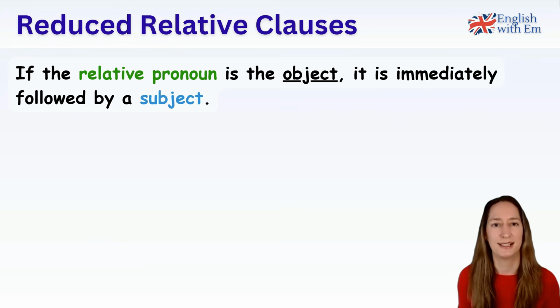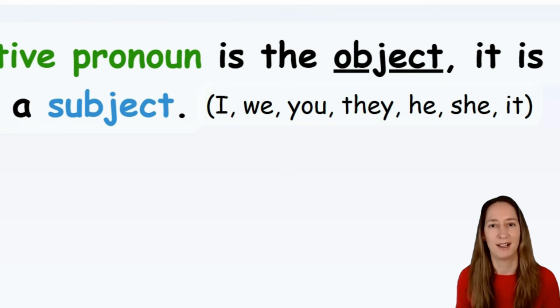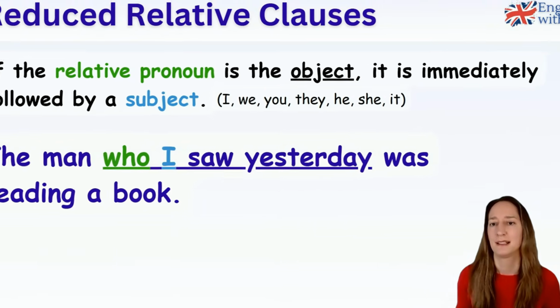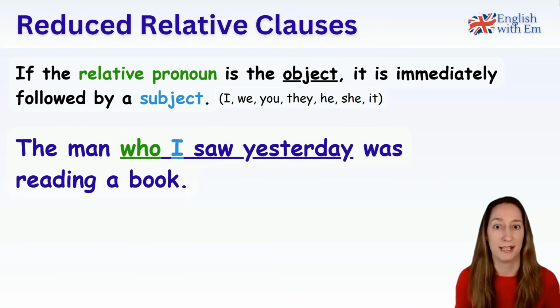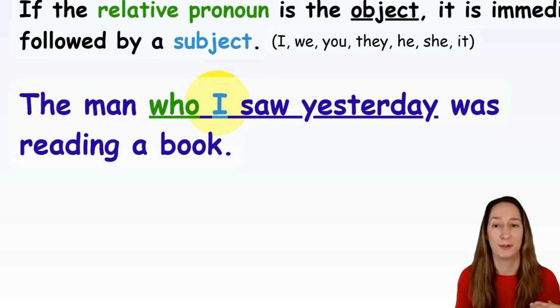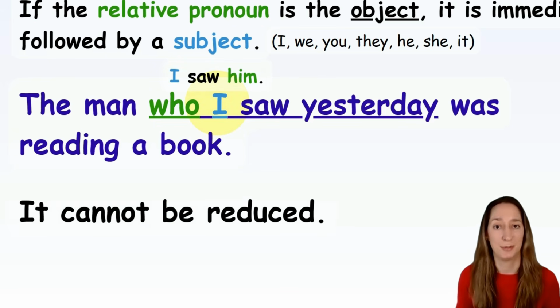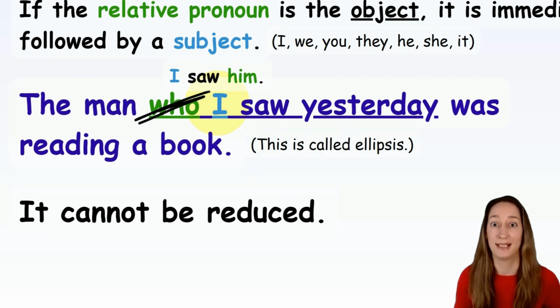If the relative pronoun is the object, it's immediately followed by a subject. So, I, we, you, they, he, she, or it. The man who I saw yesterday was reading a book. So who is followed by the subject I. I saw him. It cannot be reduced. What we can do is delete the relative pronoun and say, the man I saw yesterday was reading a book. But this is not the same as clause reduction. This is called ellipsis, and we're not going to deal with that in this video.